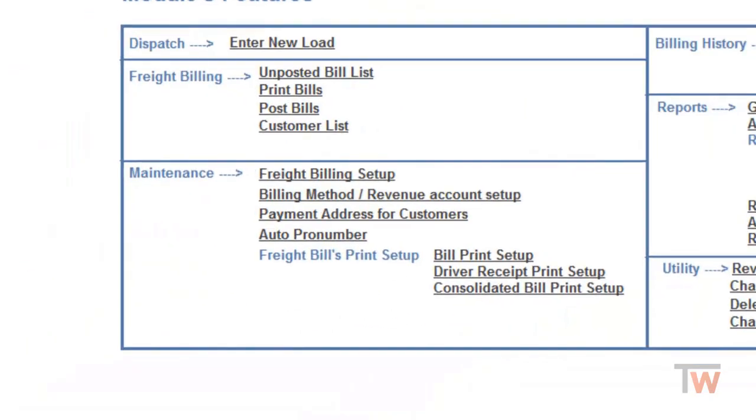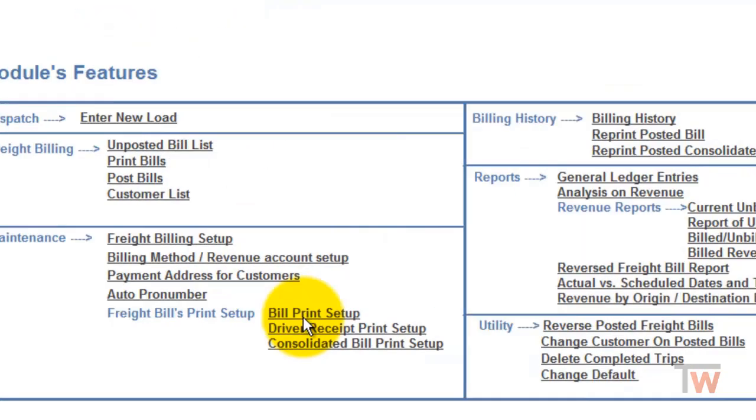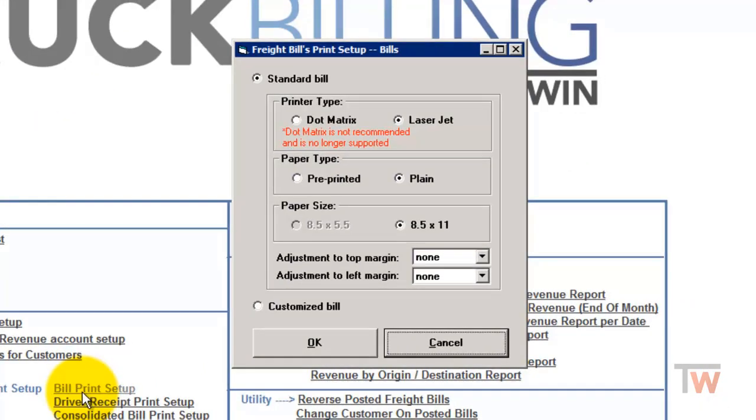The next thing you'll want to do under maintenance is go to the print setup. So under maintenance, you'll see freight bills print setup, and it'll say bill print setup. When I click on this, by default it's set to LaserJet, which 99.9% of the time you will use. We don't recommend dot matrix, but there are a few companies out there that still use it, which is why it's there. It defaults to plain paper, assuming that you want Truckwind to print the company name and address in the upper left hand corner.